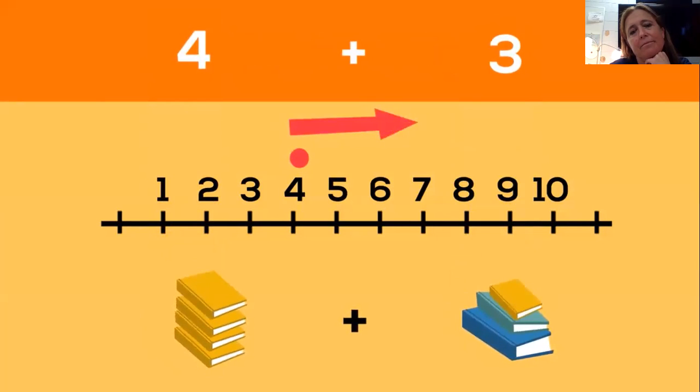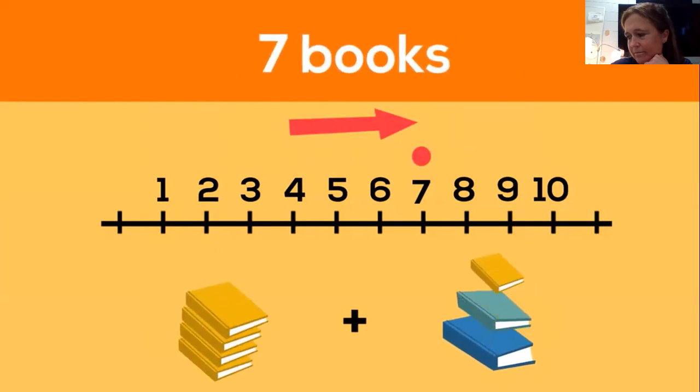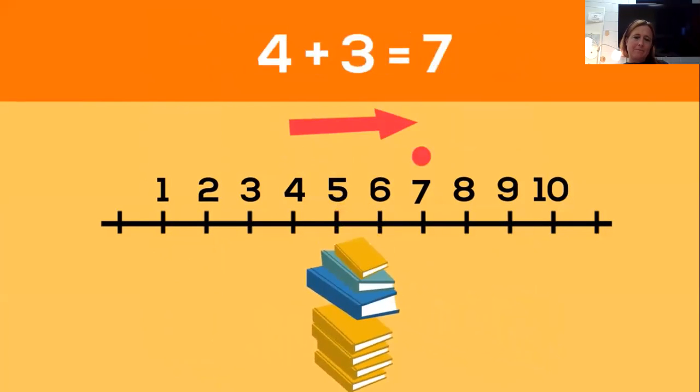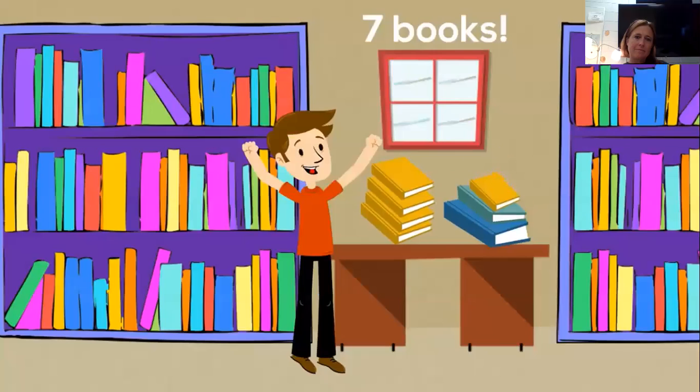Count with me. 1, 2, 3. Good job. Notice how we stop at 7? So that means Jake has a total of 7 books now. Again, 4 books plus 3 books equals 7 books.